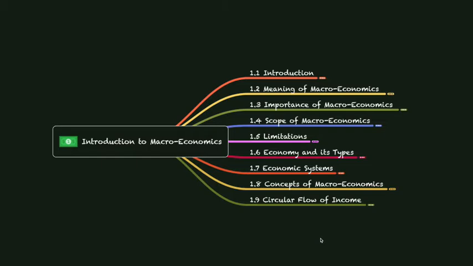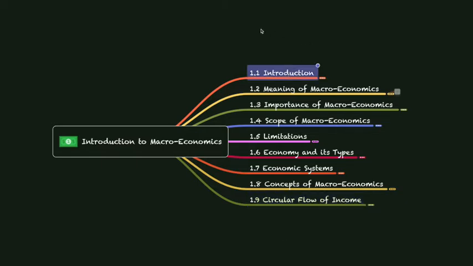In the first chapter, there are 9 major subtopics which are an introduction into the two major types of economics, which is macro and microeconomics. Secondly, we're going to see what is the meaning of macroeconomics, its importance, its scope, its limitations, and we'll be seeing what is economy in general and its different types, and then we'll move on to three major systems of economy, and then we'll be seeing the different concepts of macroeconomics, and finally we'll be ending the topic with circular flow of income and its three major types.